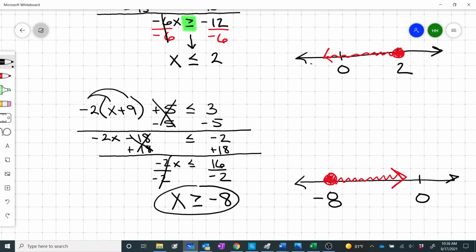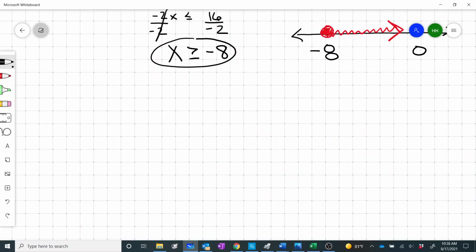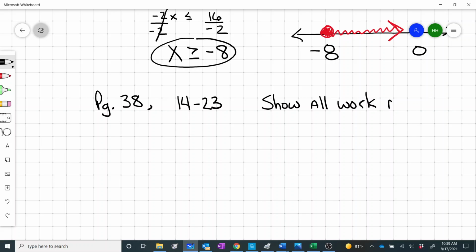Alright, so your assignment for today. Page 38 in the book. It's going to be problems 14 through 23. Make sure you show all your work neatly.